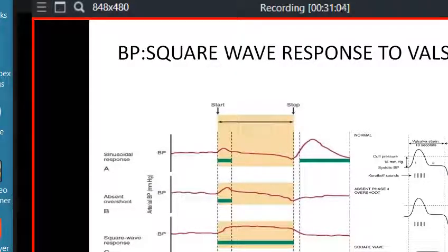I think Dr. Rajesh will tell, but as more heart failure develops, you get this square wave response, which means the pressure increases and then stays there for a long time. Actually, there are 5 responses to Valsalva, which indicate different phases of heart failure, and this is supposed to be a very sensitive and specific test for heart failure. Thank you. I'll hand it over now to Dr. Rajesh.